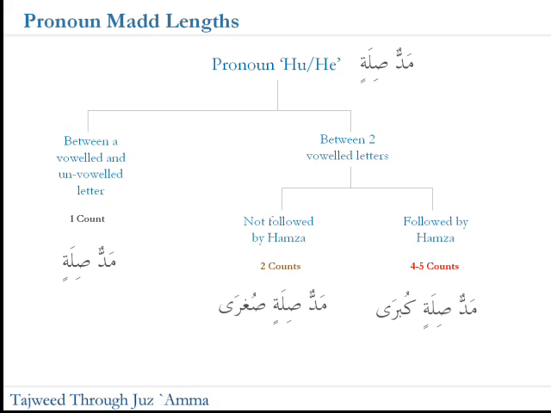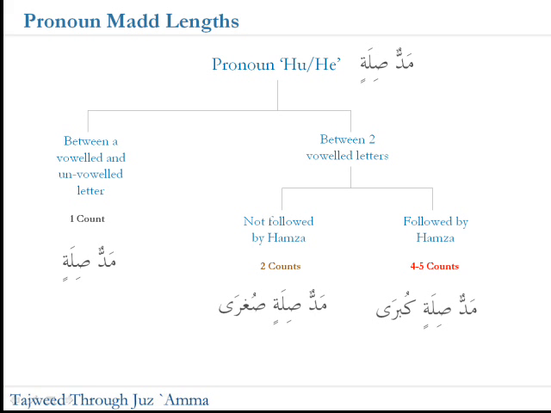If the "hu" or the "hi", i.e. the pronoun, is between 2 voweled letters and the letter which follows the pronoun is a hamza, then the count goes to 4 or 5. So that's known as mad silah kubra. Okay, so that's the ruling.